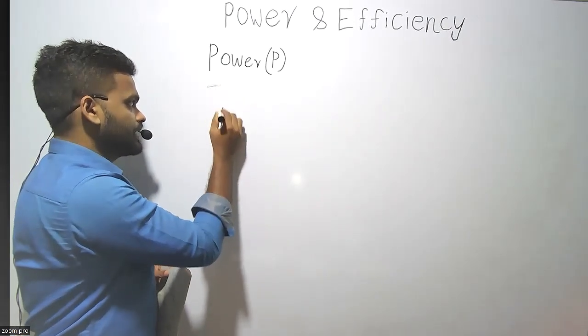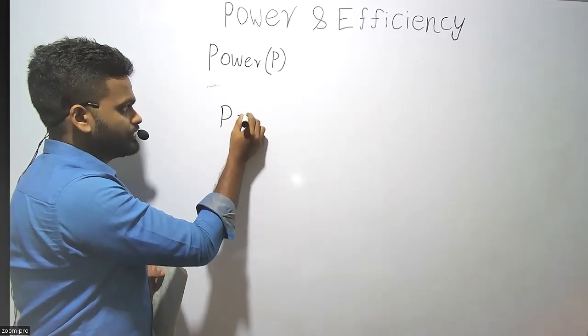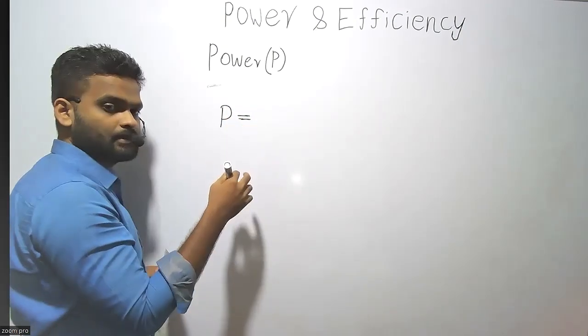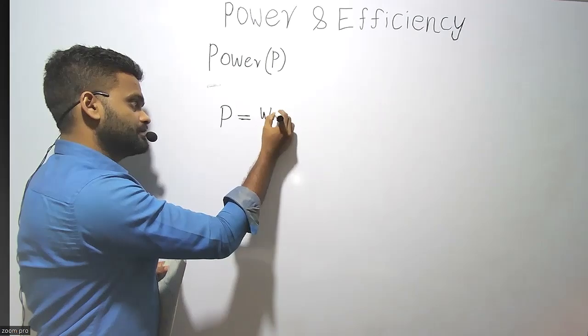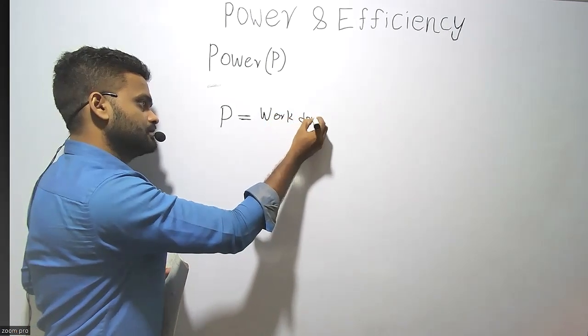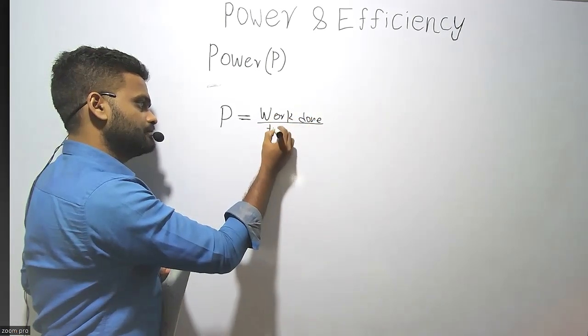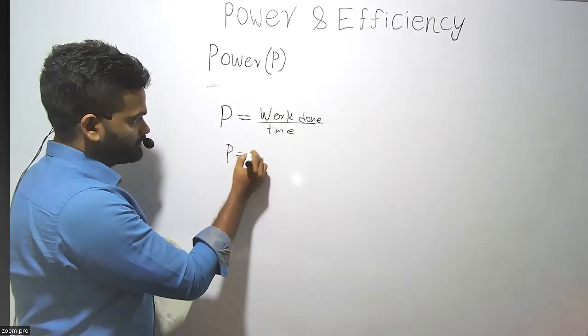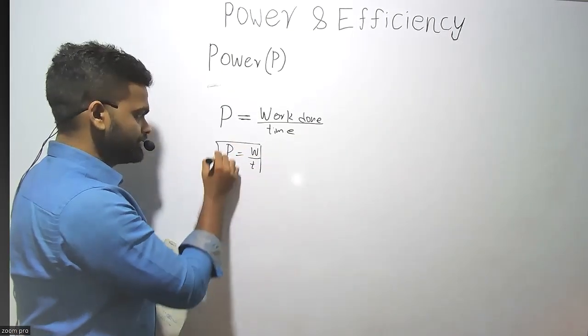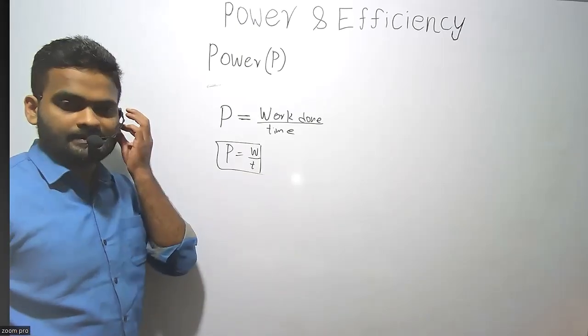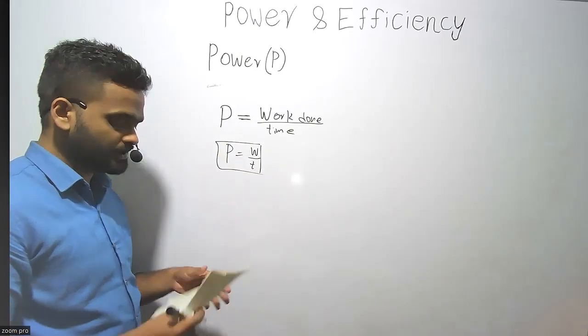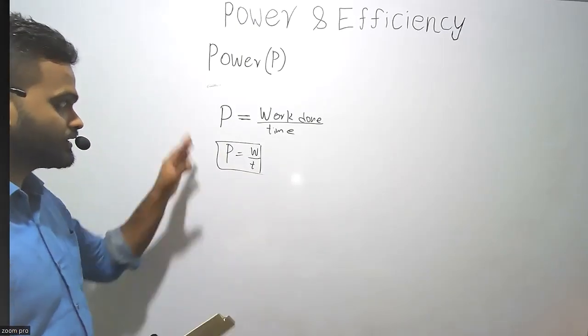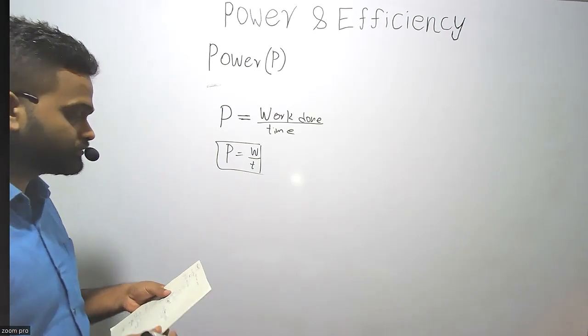Then we can have this equation. So whenever we need to make a rate, you just have to divide it by time. So this is work done divided by time, meaning W over T, right? So that is the power, work divided by time. Take this down as I'm going through.